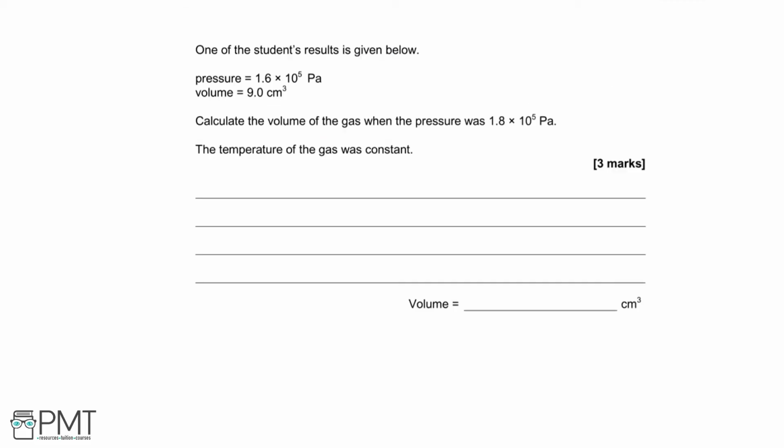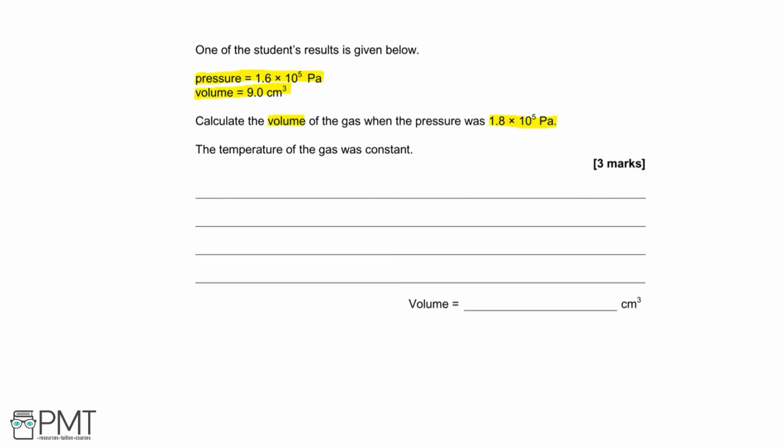One of the students' results is given below. Pressure equals 1.6 times 10 to the 5 pascals, and volume equals 9 centimeters cubed. Calculate the volume of the gas when the pressure was 1.8 times 10 to the 5 pascals. The temperature of the gas was constant.